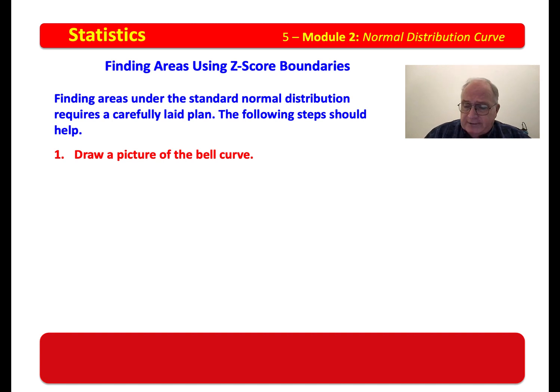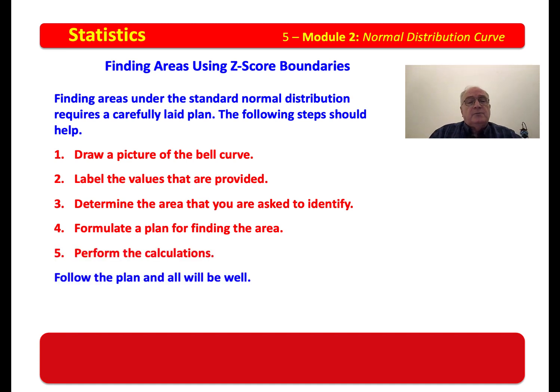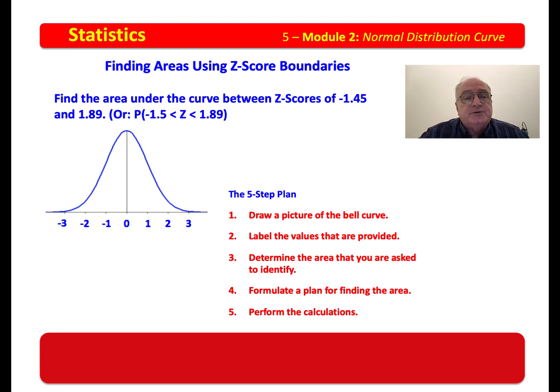First of all, draw a picture of the bell curve. Visual representation is a great aid as you determine these areas under the curve. Label the values that are provided, determine the area that you are asked to identify, and formulate a plan for finding the area. Perform the calculations and follow the plan, and all will be well. 5 steps. Now, I'm going to do some problems using these 5 steps.